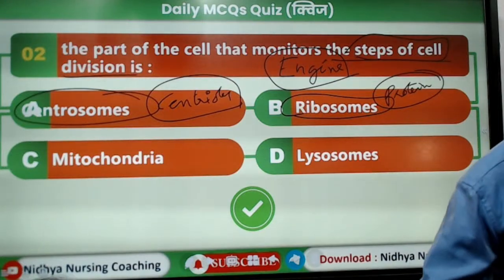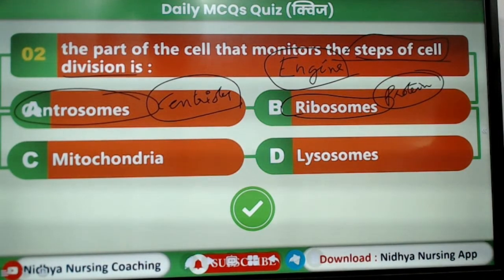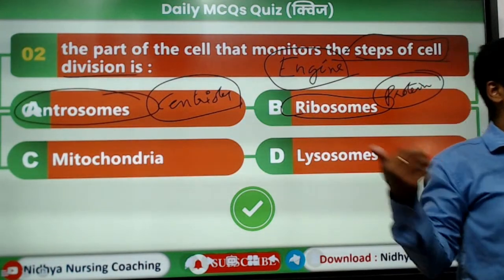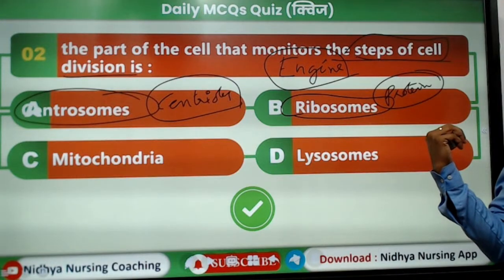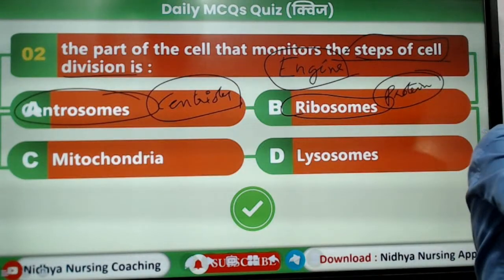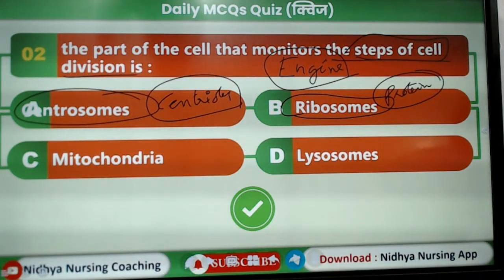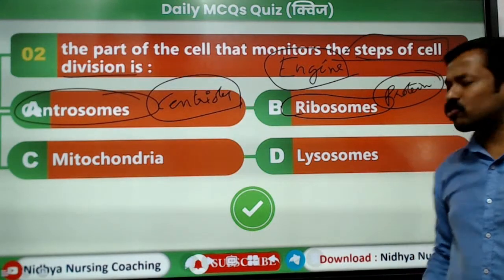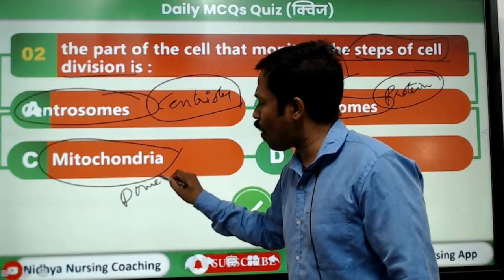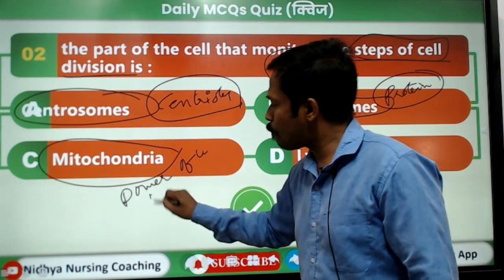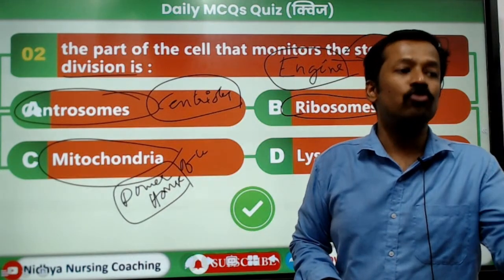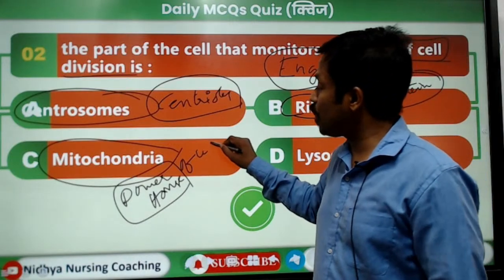Engine or engine, anything we can pronounce. Engine of the cells, isn't it? So in the question, option C. What is option C? Very good. Powerhouse of the cell. Why is it called the powerhouse of the cell? It is not power, it is powerhouse. Powerhouse of the cell.